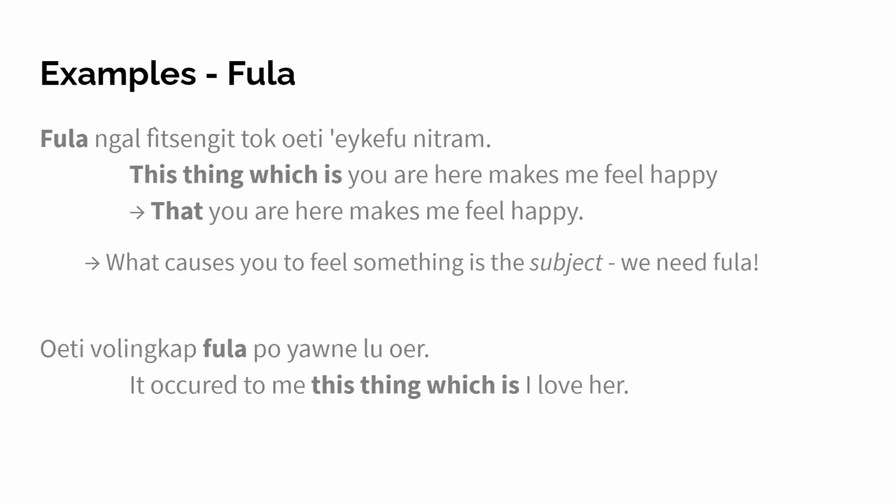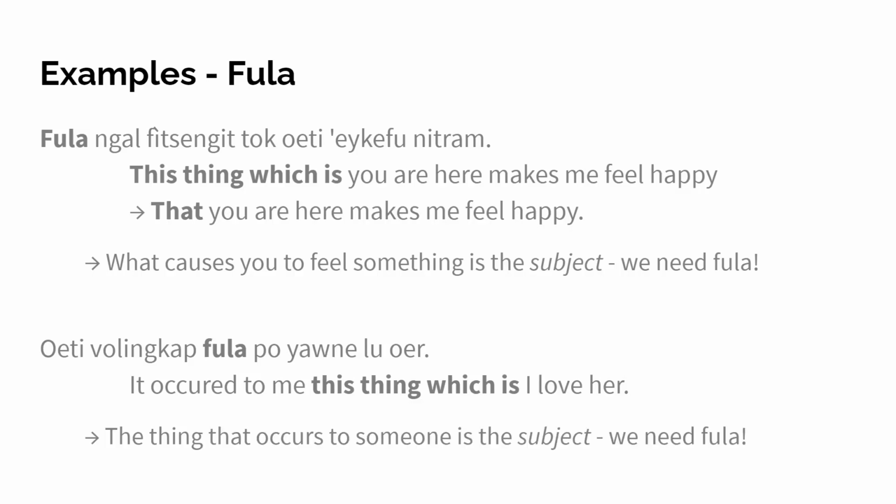So we need fula. Weti wo linkap fula po jaune luer. It occurred to me this thing which is I love her. Why do we need fula here? The thing that occurs to someone is the subject. So what does occur to me? That I love her. So the subclause here needs to be in the L slot. So we need fula to put it in there.